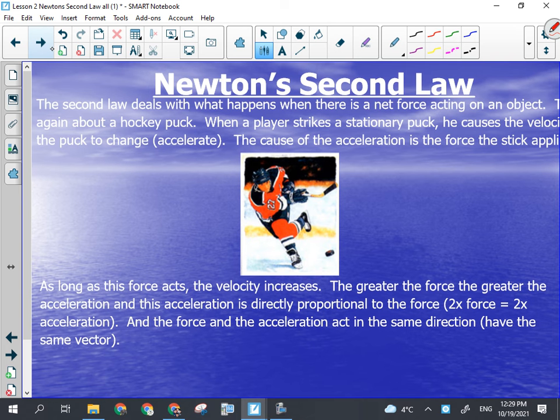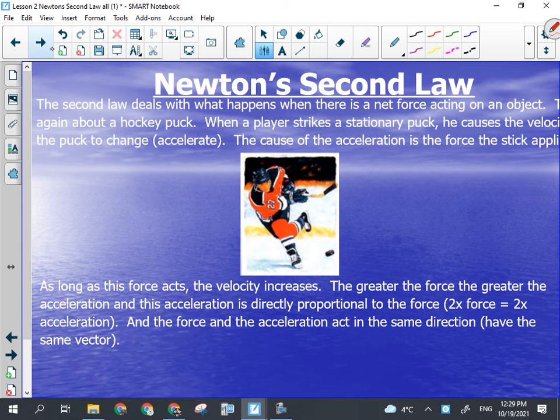The acceleration will continue as long as nothing stops it, if it hits the net or something. Okay, true, but that would be once it leaves the stick is I think what you're thinking of. Once it leaves the stick, it's also no longer accelerating, because what's gone now? The force of the stick. Okay, so that puck will only accelerate as long as the force is acting.